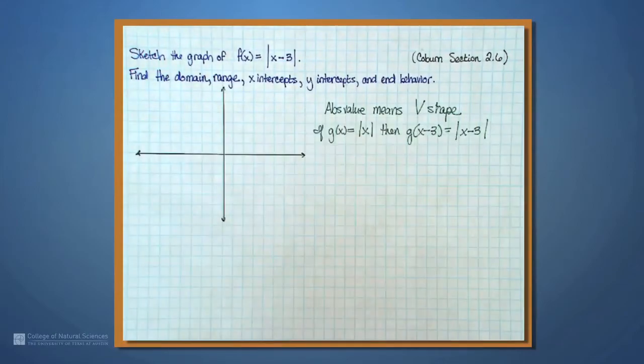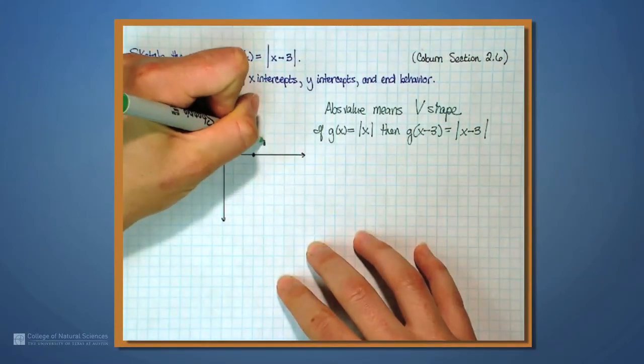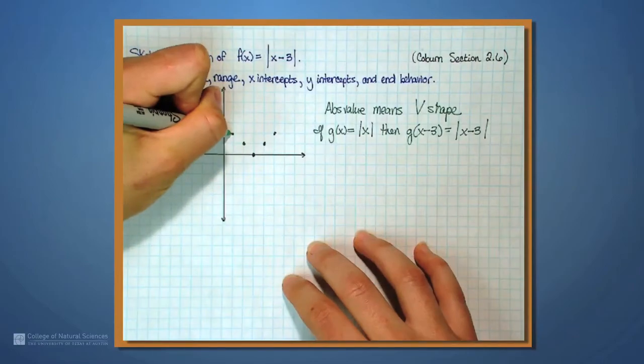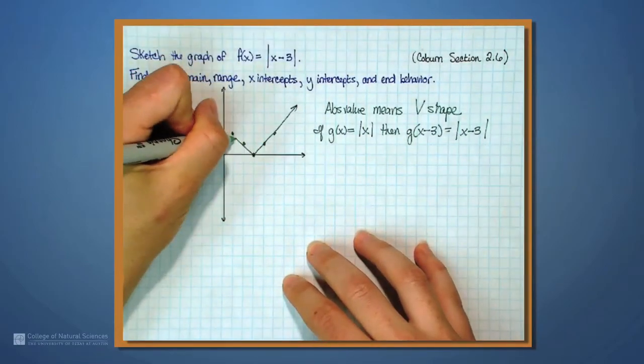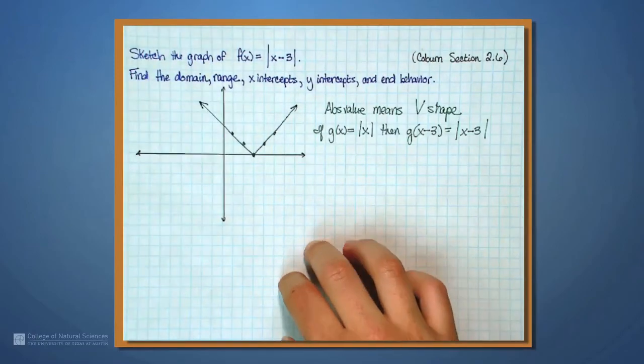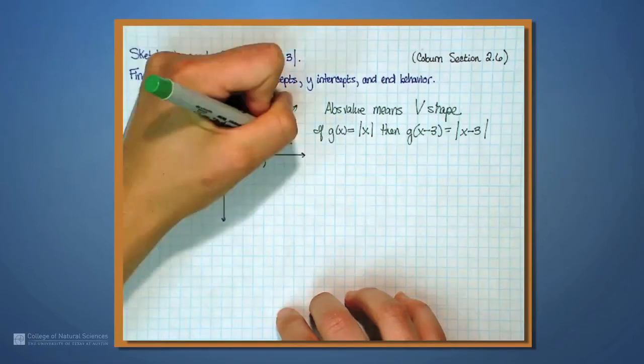That's the only thing that happens to my V shape. It's a plain old absolute value graph and it's shifted to the right. I got that. I draw a few dots and I draw a couple of lines and I am all completely done. If you want to be extra fancy, label a point.